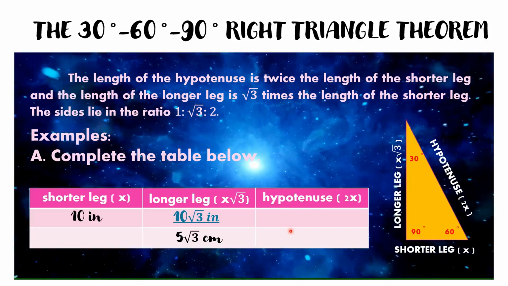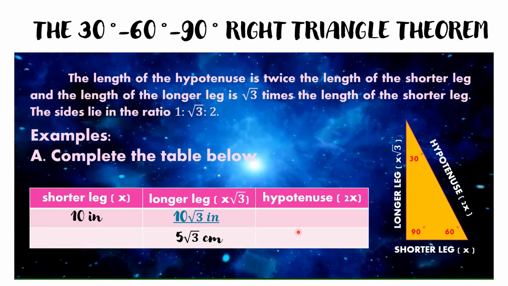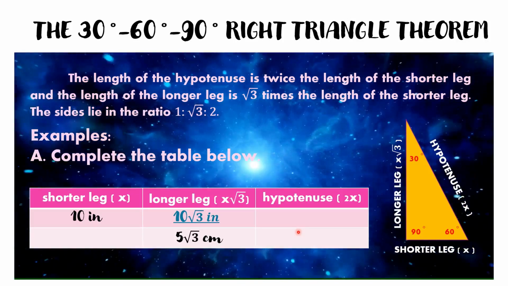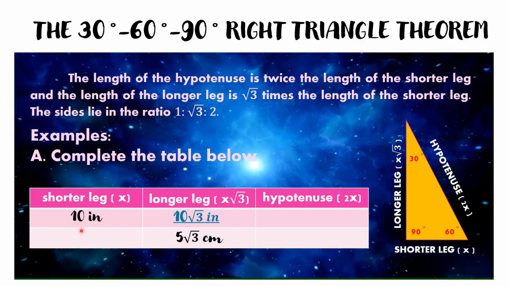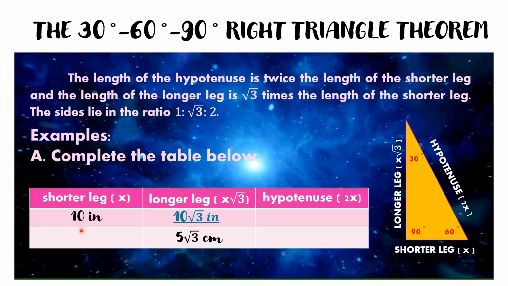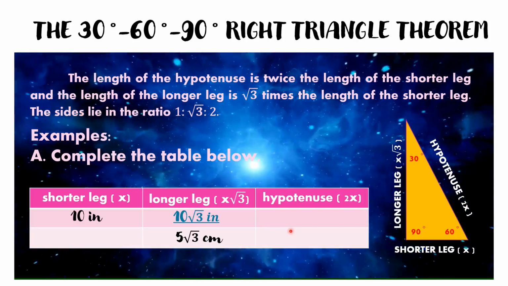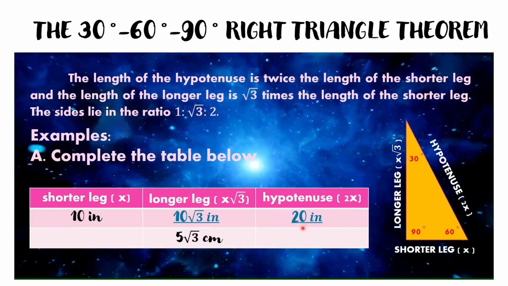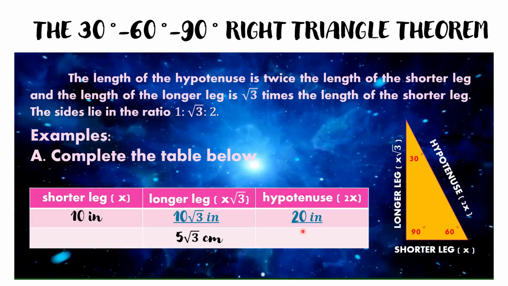For hypotenuse, sabi dyan, ang sukat daw ni hypotenuse ay doble ng sukat ng shorter leg. So, kung ang shorter leg natin ay 10 inches, kung dodoblehin po natin yan, ang hypotenuse po natin ay 10 times 2, that is 20. So, 10 inches times 2 is 20 inches.